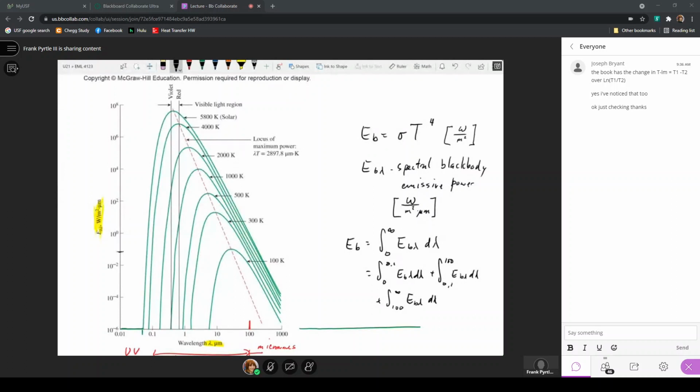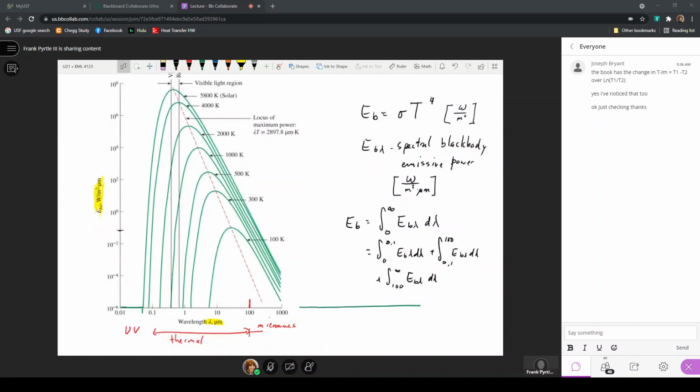So as we increase the temperature, the area under the curve, which is the black body emissive power, is increasing. Also, the peak value of the spectral black body emissive power is increasing. But the other thing to notice is that the peak is shifting to the left as we increase the temperature.